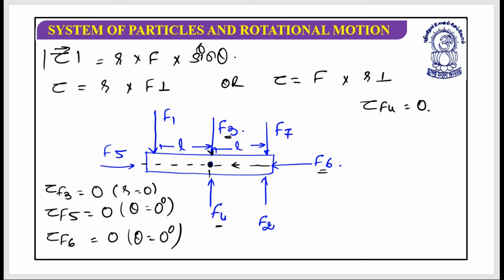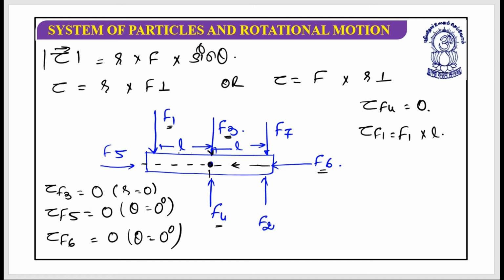Now let's work out the torque due to F1. You need to understand that it is force multiplied by perpendicular distance. So what is the force? It is F1. Perpendicular distance, it is L. Which perpendicular distance should I take? I need to take the distance from where it has been hinged to the point where the force is applied.